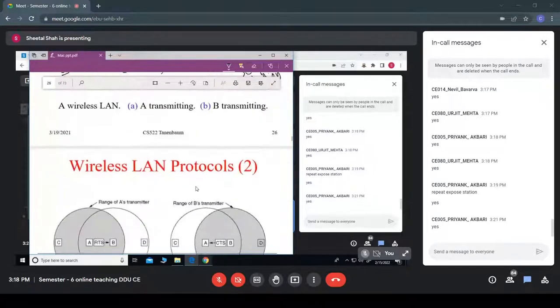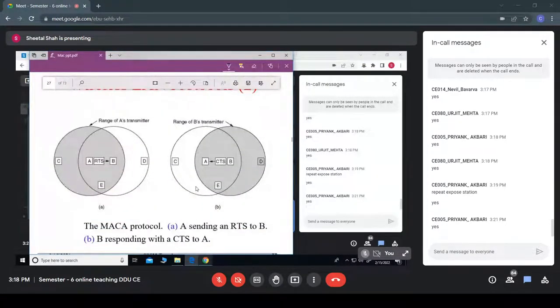Now, up to some extent, the hidden station and exposed station problem can be reduced by sending some handshaking signals. You can see that A, B, and C are in this range. A, B, C, and E are in this range, the gray part that you are able to see. And here A, B, D as well as E are in this white circle. Now what happens?